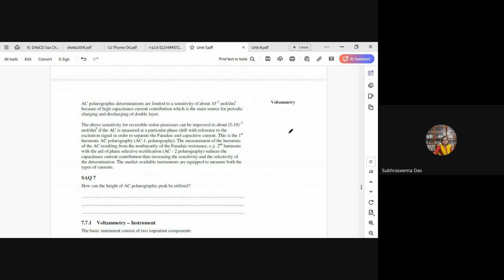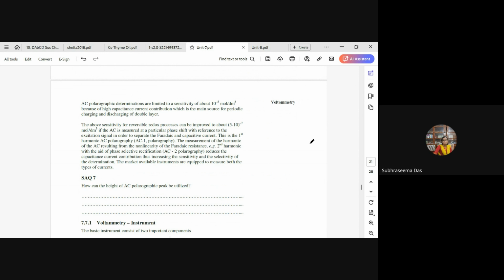So AC polarographic determinations are limited to a sensitivity of about 10 to the power minus 5 moles per liter because of high capacitance current contribution, which is the main source for periodic charging and discharging of the double layer. The above sensitivity for reversible redox processes can be improved to about 5 to 10 to the power minus 7 moles per liter if the AC is measured at a particular phase shift with reference to the excitation signal. So this is the first harmonic AC polarography, or we call it AC1 polarography.